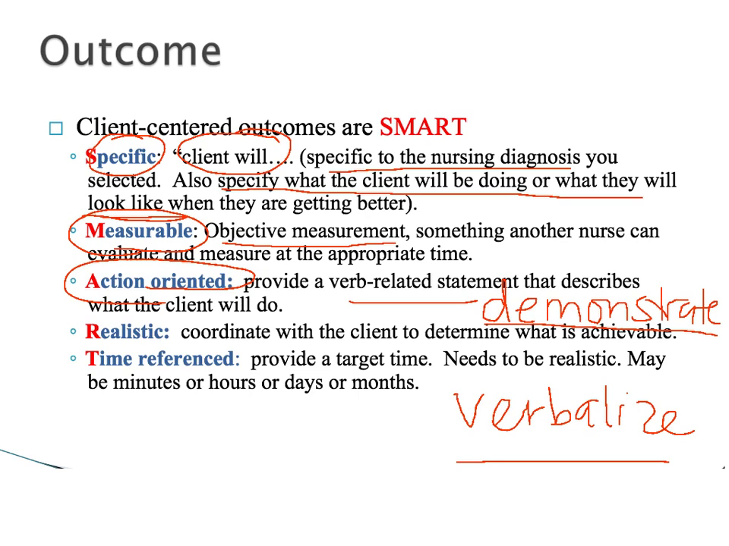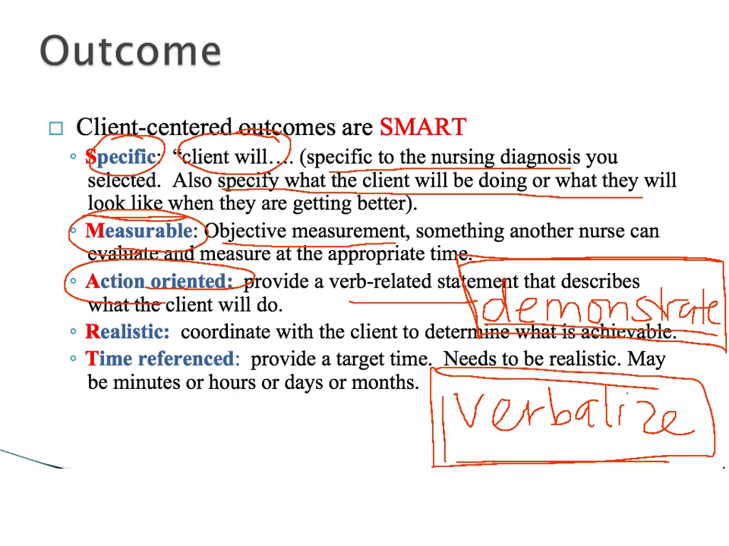Be very careful about this. I have had students in the past say that their client will demonstrate going to church once a week. If you say that the client is going to demonstrate going to church once a week, that implies that you as the nurse are going to have to watch them do that thing in order to determine if they're doing it or not. It would be better to say that the client will verbalize attending church once a week.